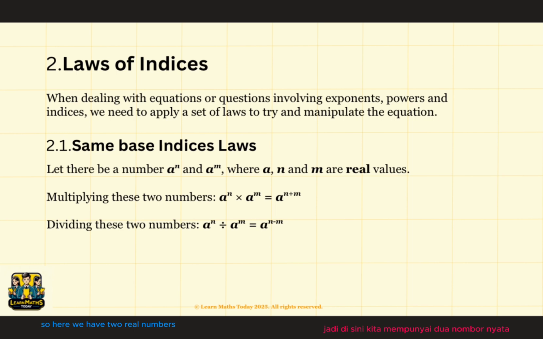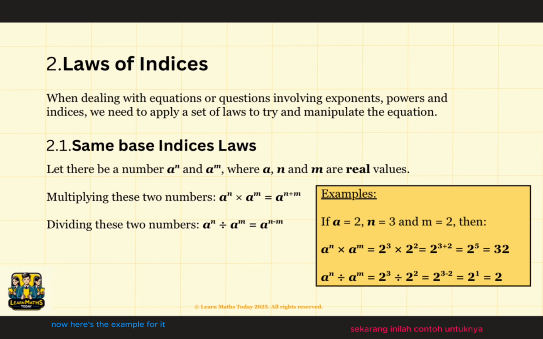So here we have two real numbers, a to the power of n and a to the power of m. They're both real, and this a is the same for both. So if this is 1, this is 1, because they have the same integer. So over here we have this first law, which is a to the power of n times a to the power of m will give you a to the power of n plus m. And here is a to the power of n divided by a to the power of m is a to the power of n minus m.